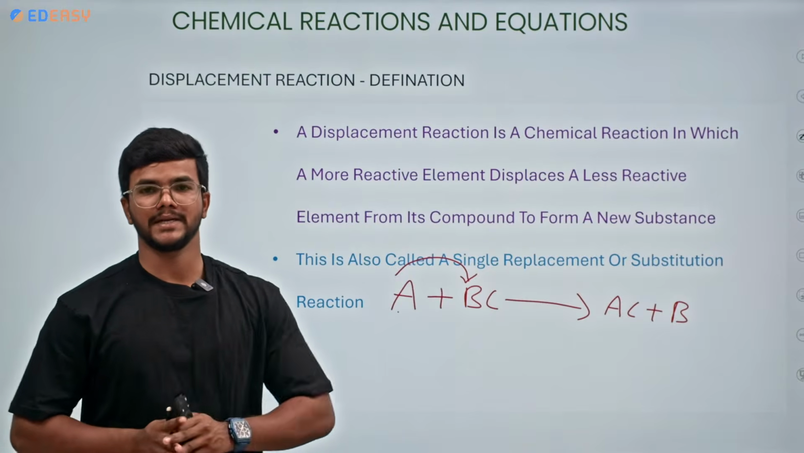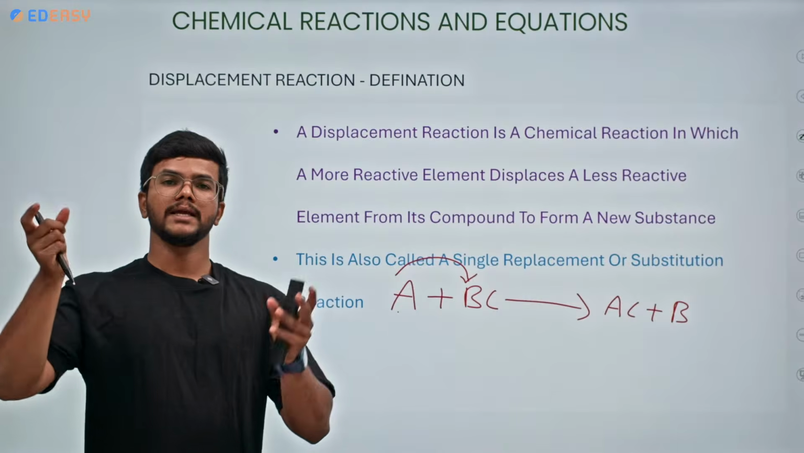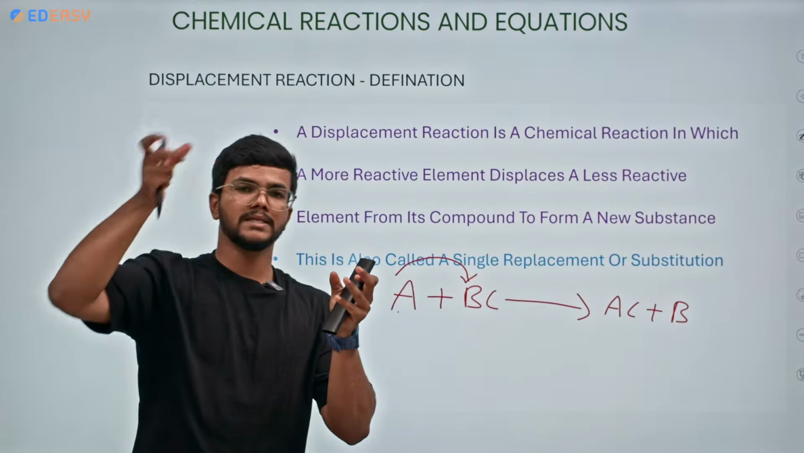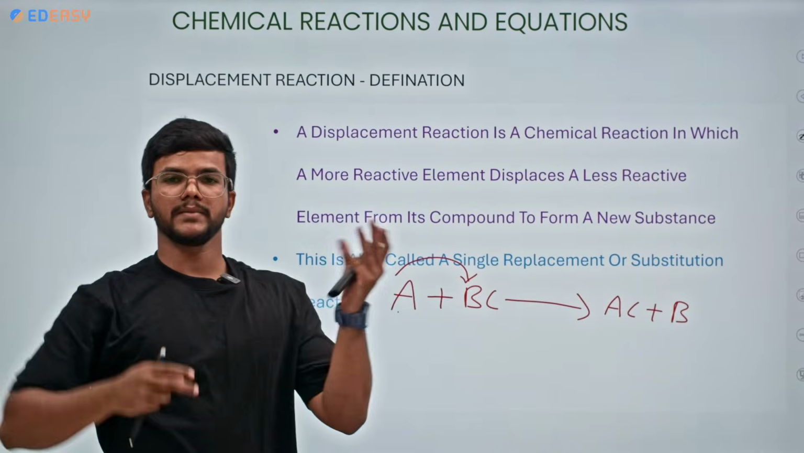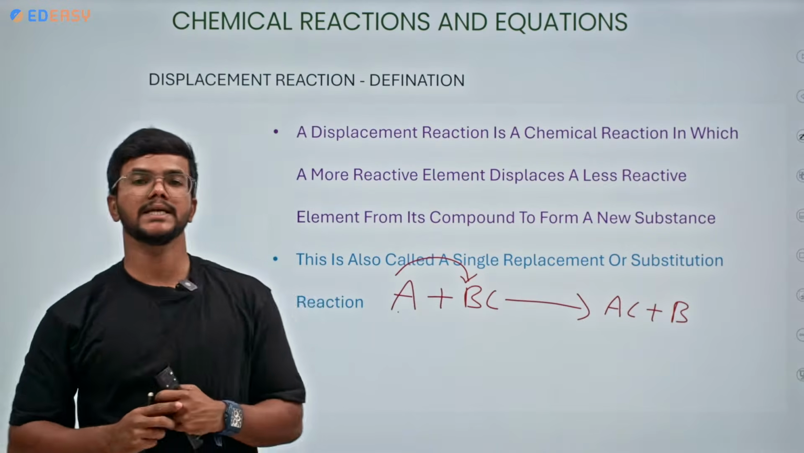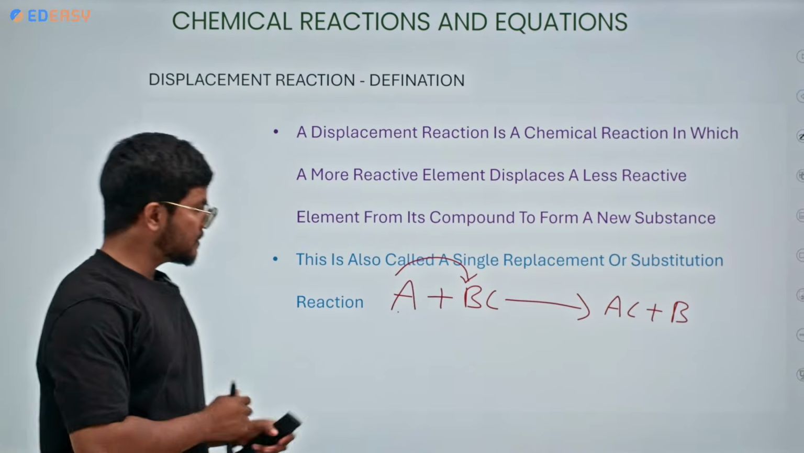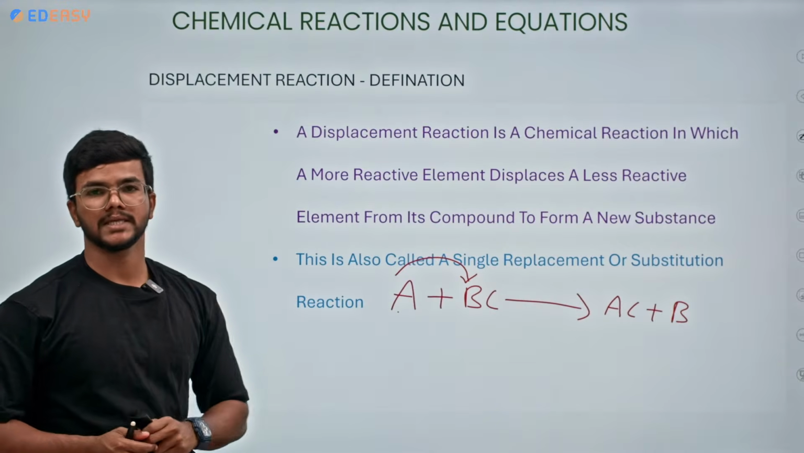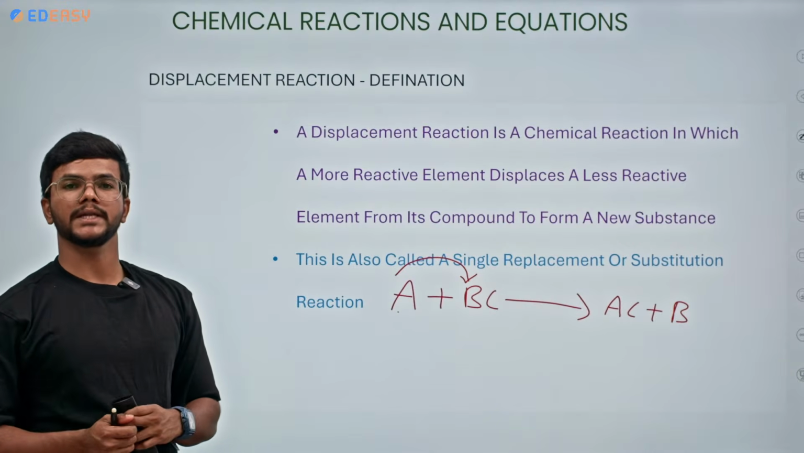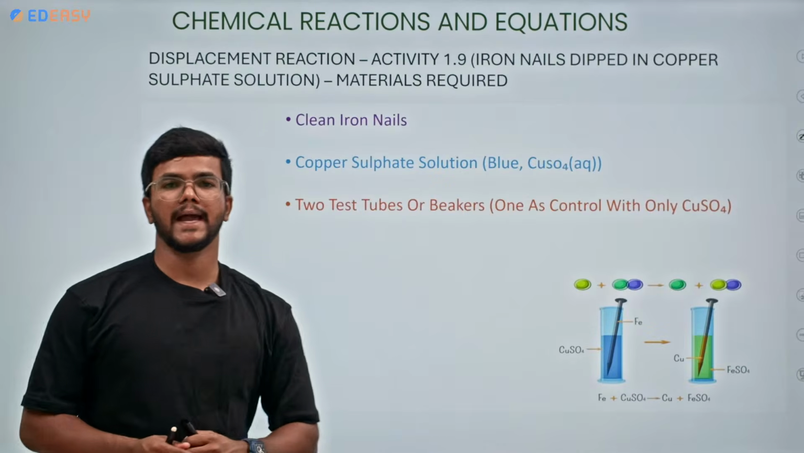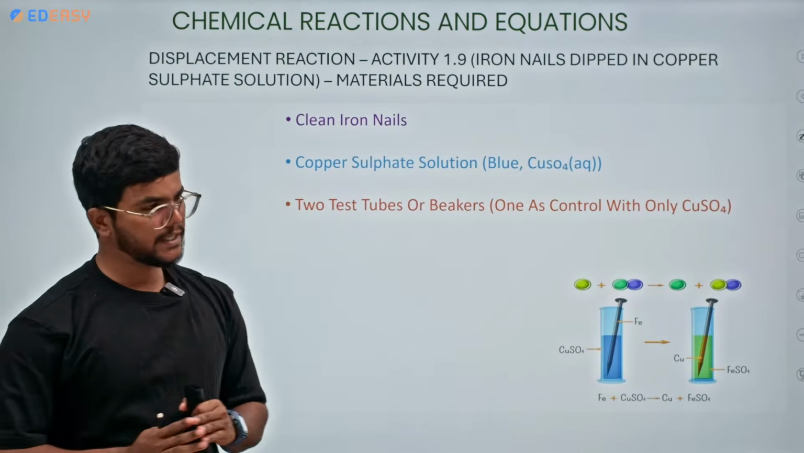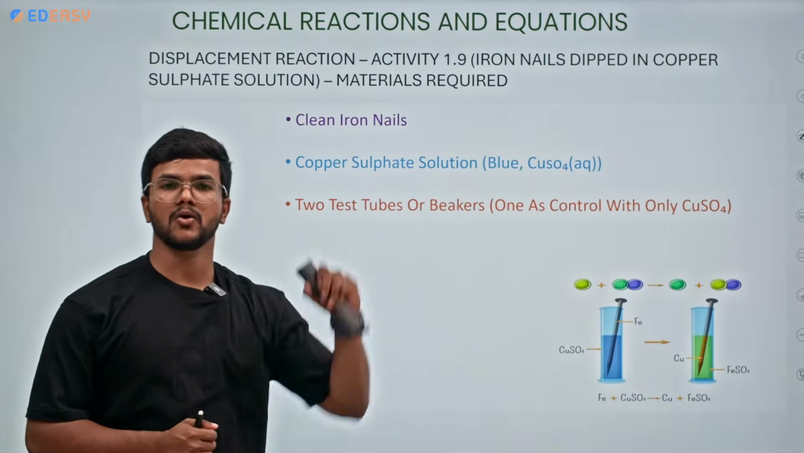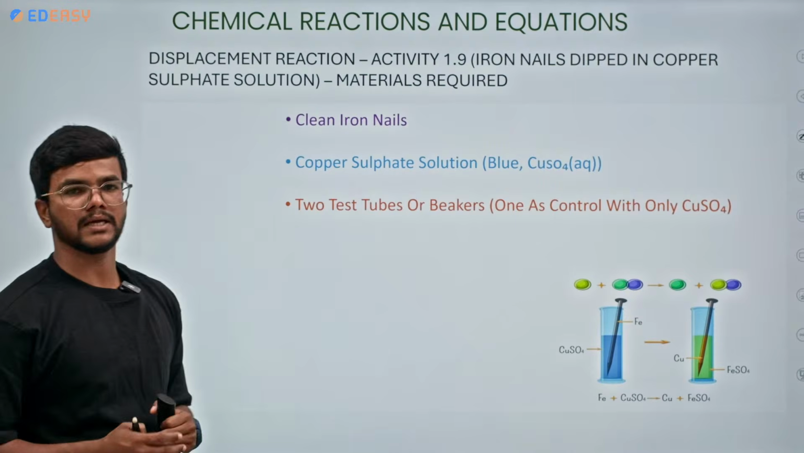It's a single displacement reaction. Okay, only a single metal is being displaced, the more reactive metal is displacing the metal from the salt. Okay, this is what single displacement reaction means. It is also called a single replacement or substitution reaction. So the activity for this reaction, there is an activity in our textbook. Here iron nails are dipped in copper sulfate. So iron nails dipped in the copper sulfate.